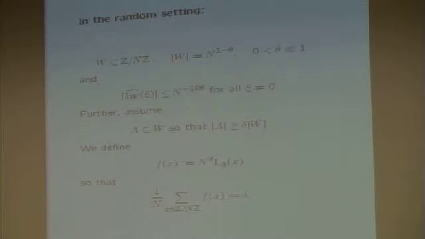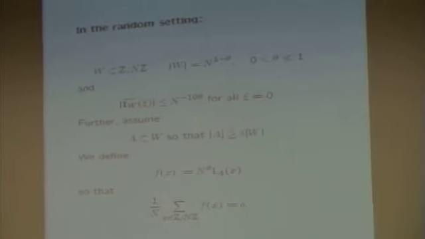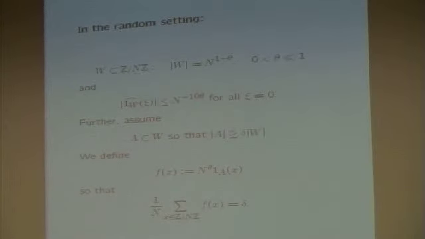Okay, and then I'm actually going to talk about how the proof goes in the random setting, because I think it illustrates well what happens in the case of the primes, but there's a lot less notation. And then later I'll talk about how we adapt this argument to the case of the primes.